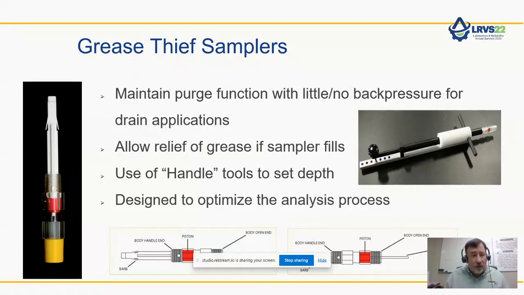And if you look at this red piston, if you look at the diagram at the bottom, just to the left of the piston, you see a little circle there, and that's an exit hole. That's a relief hole. So we can thread this into the machine, it fills up, the excess grease comes out, and now we have a representative sample of the most recent grease to leave the machine.